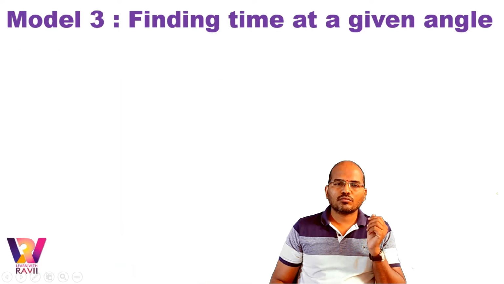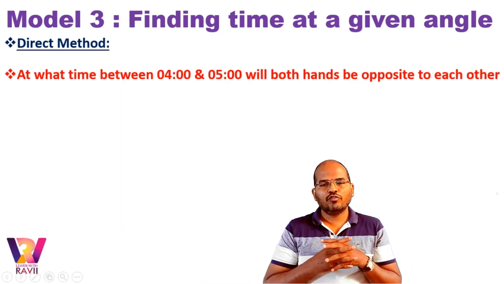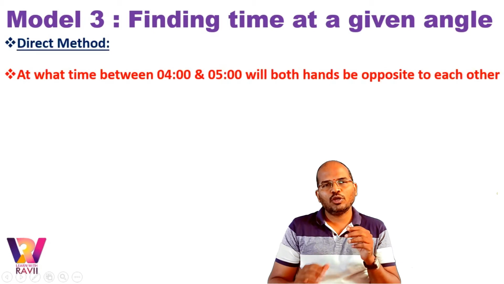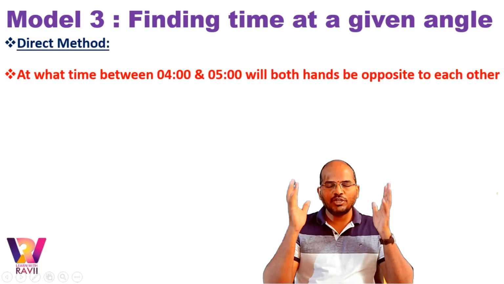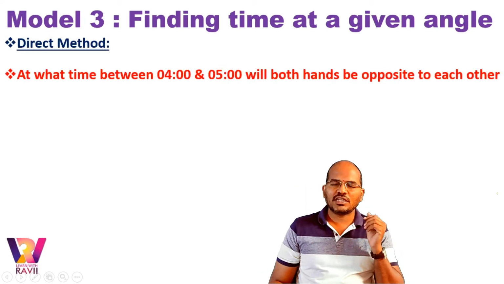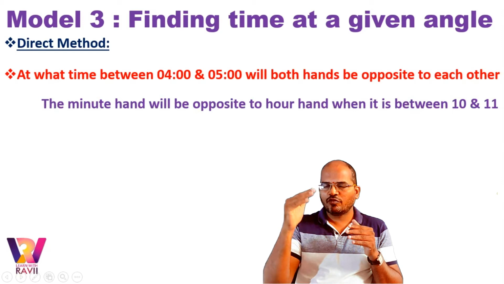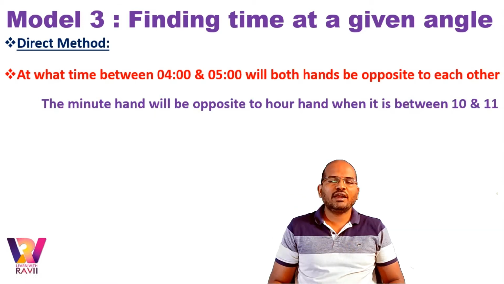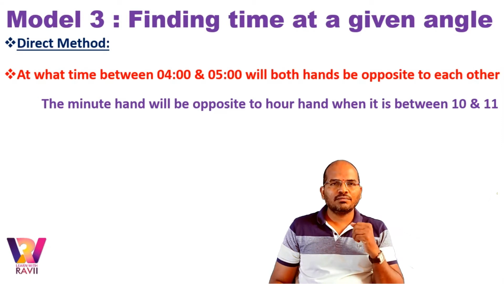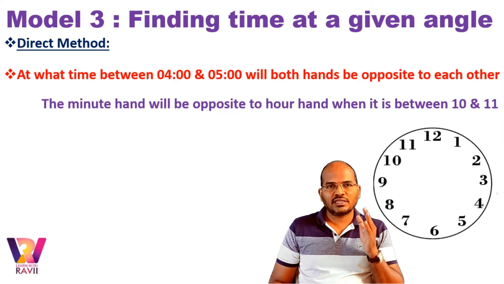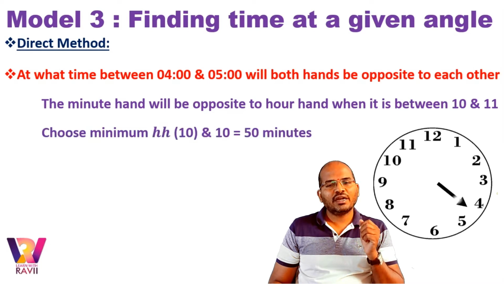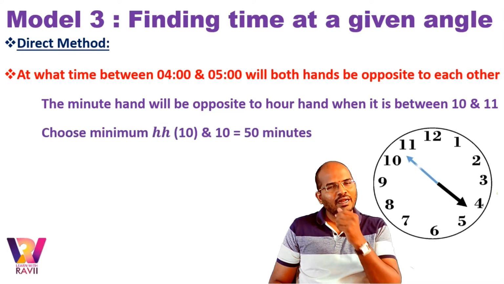Example 2. At what time between 4 and 5 will both hands be opposite to each other? Now please, you have to visualize things. That's it. Just visualize. No formula, no nonsense. So opposite indicates the hour hand will be between 4 and 5, so the minute hand will be between 10 and 11. See the diagram? The diagram is self-explanatory. The hour hand is between 4 and 5. The minute hand should be between 10 and 11.